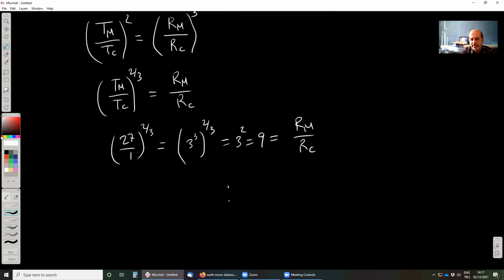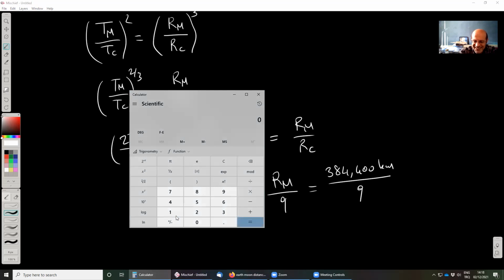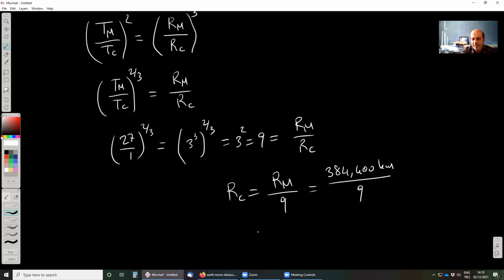Therefore, the radius of the Clarke orbit should be the radius of the moon's orbit divided by 9. So this is 384,400 kilometers divided by 9. Now I have to divide this by 9, but I won't. Let me just do it here. 384,400 divided by 9 is like 42,000 kilometers. All right.